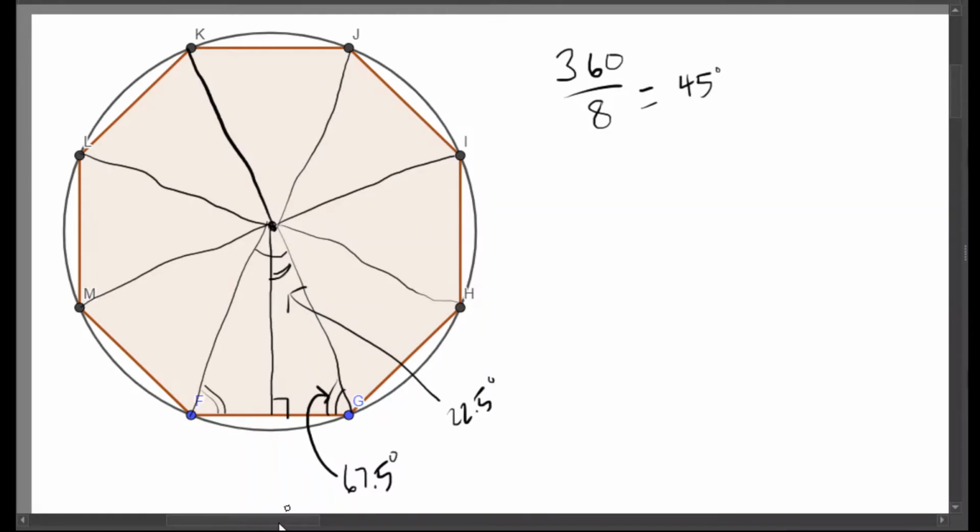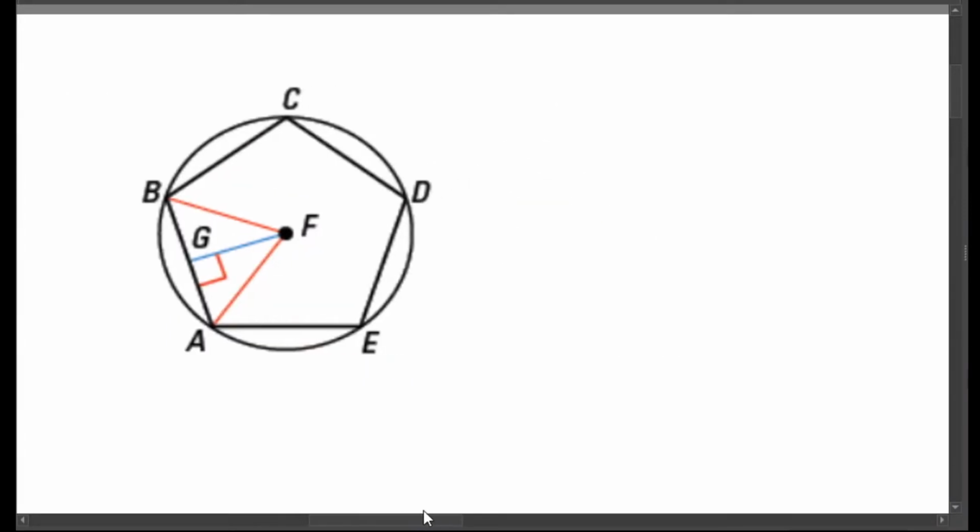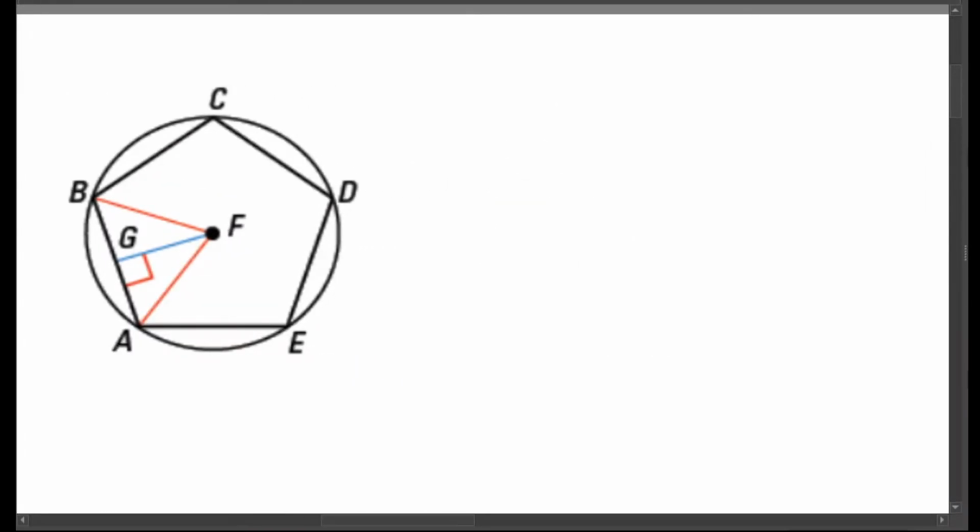So this all stems from the fact that the number of central angles in my polygon is equal to the number of sides. Let's go ahead and try another one out. Here's a regular pentagon. Let's go ahead and find some of these angle measures.